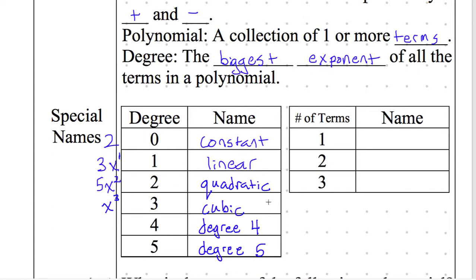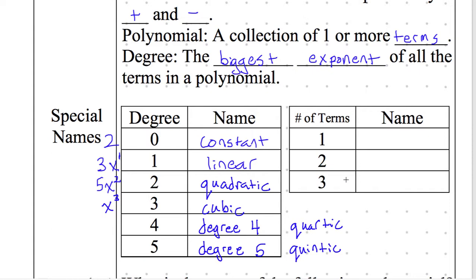If you want to know these because you're cool, like Mr. Sindel, these are called quartic and quintic. You do not need to write it down. Quartic and quintic. So you'll be cool. You'll be like, oh, that's a quintic binomial. All right. And finally, if you have a certain number of terms, that is also a special name.